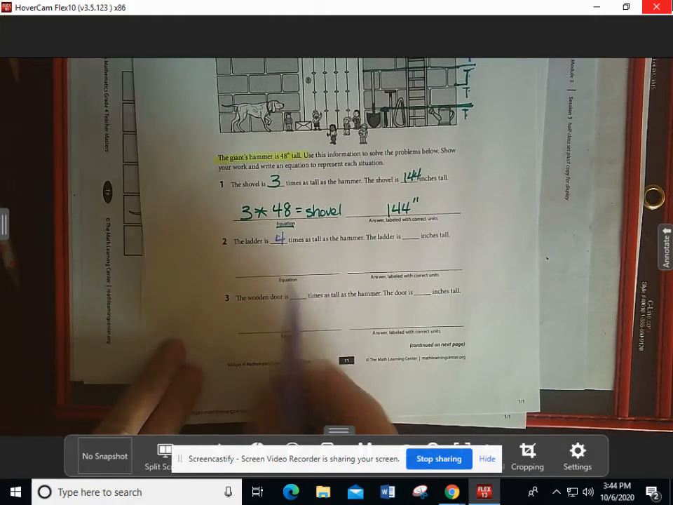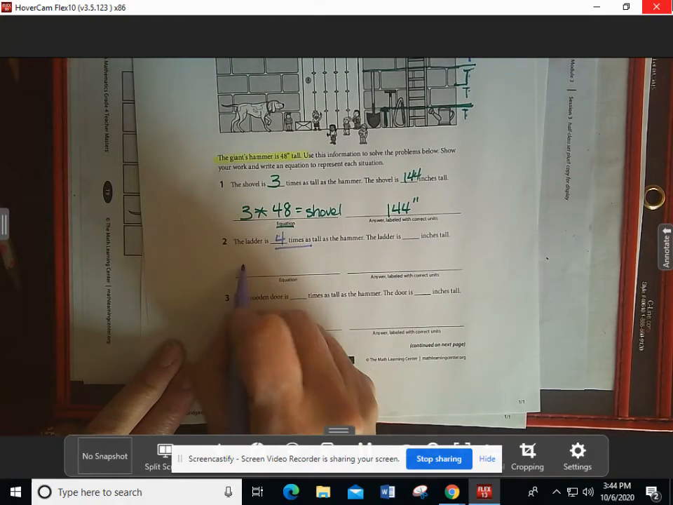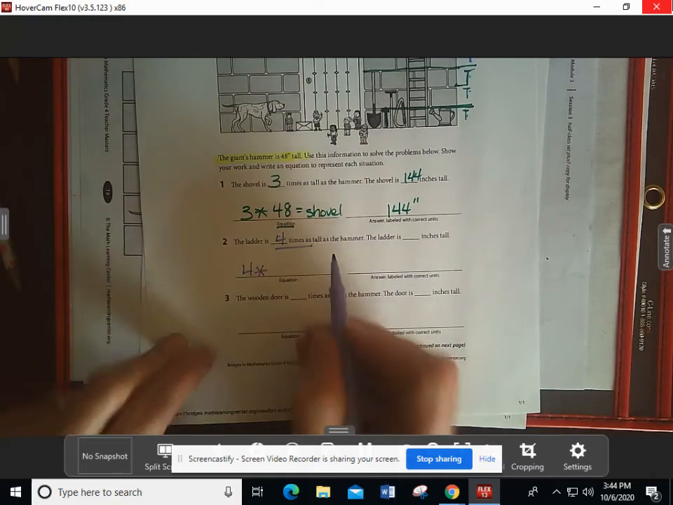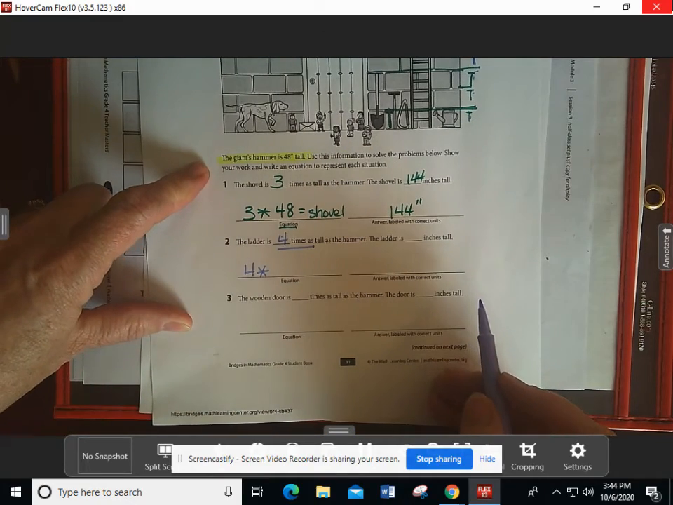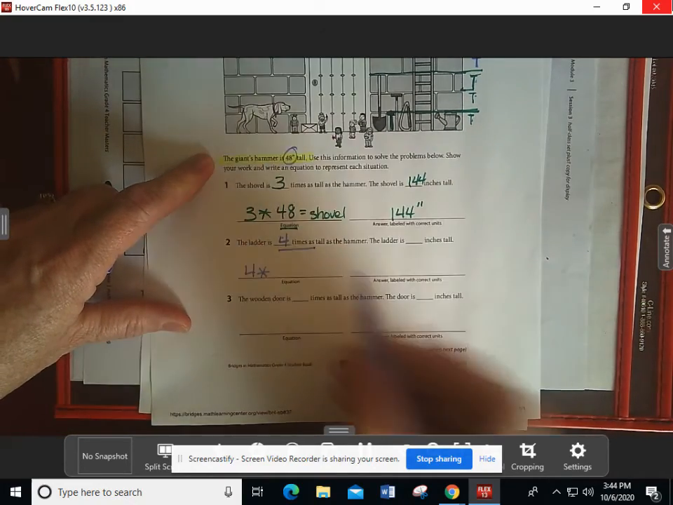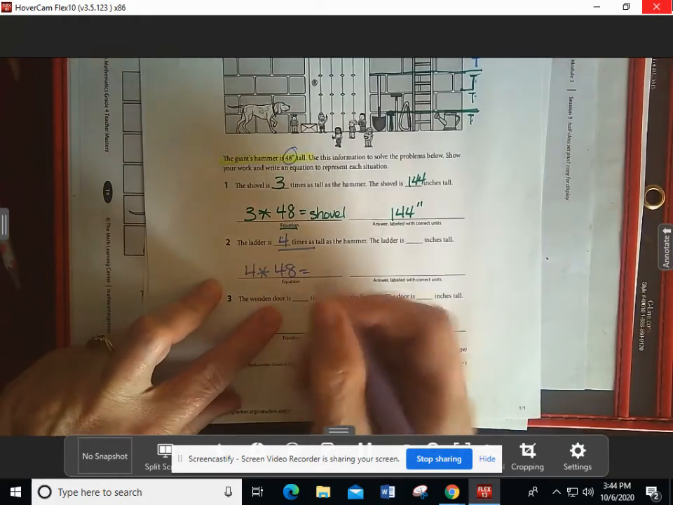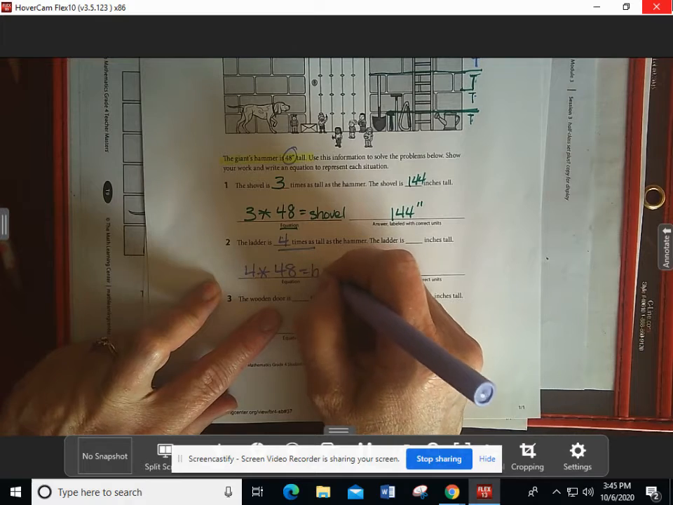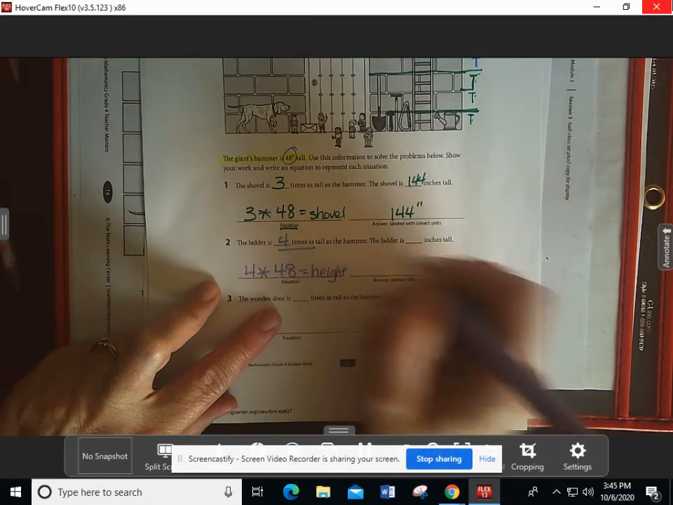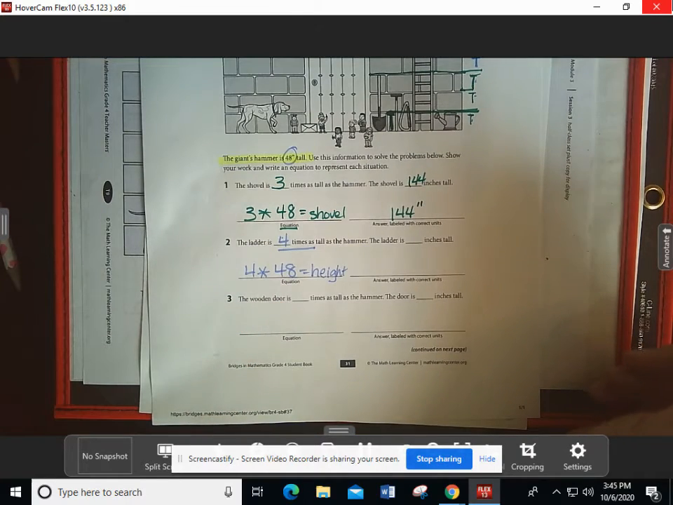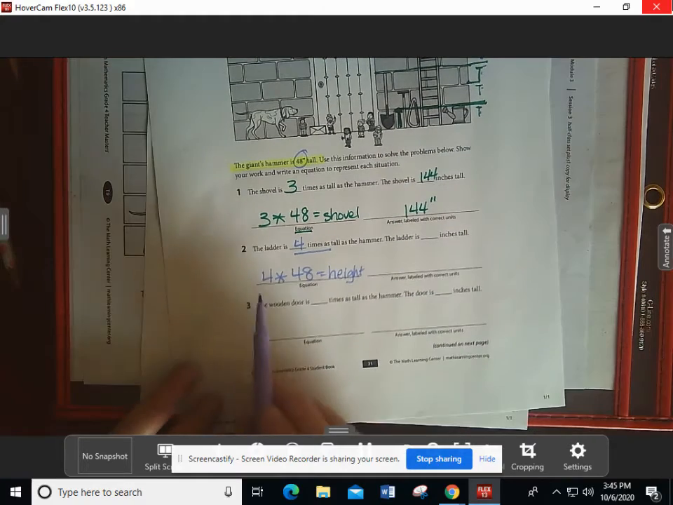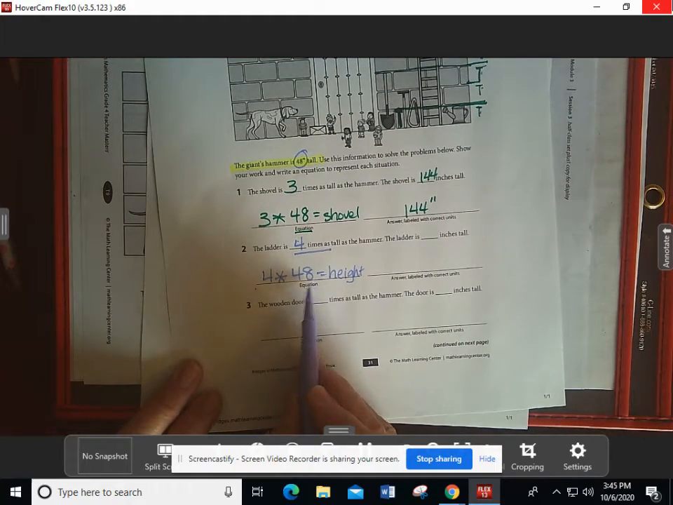What is our equation? Well, here's the 4 times. So I'm going to write that down. 4 times. And what is the number that we've been using? What is our group? It's 48 equals, we can write the height. Let's write height this time. Okay, now we have to figure out 4 times 48.